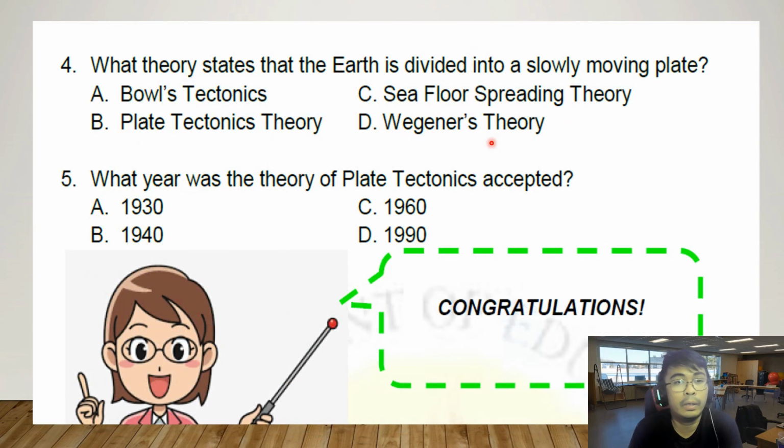For number 4, the answer is letter B. It's plate tectonic theory. And for number 5, it's letter C. It's 1960. So congratulations for finishing this module 2 of quarter 1 in Science 10.